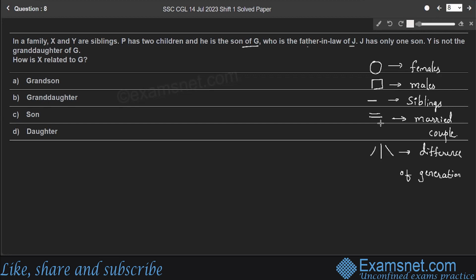In a family, X and Y are siblings, right? We'll consider this part, X and Y are siblings, later. P has two children. He is the son of G. That means P is a male who is the son of G, so a difference of generation. That means G's son is P. And P has two children. That means P is married to somebody. So this person is a female and they have two children, right?